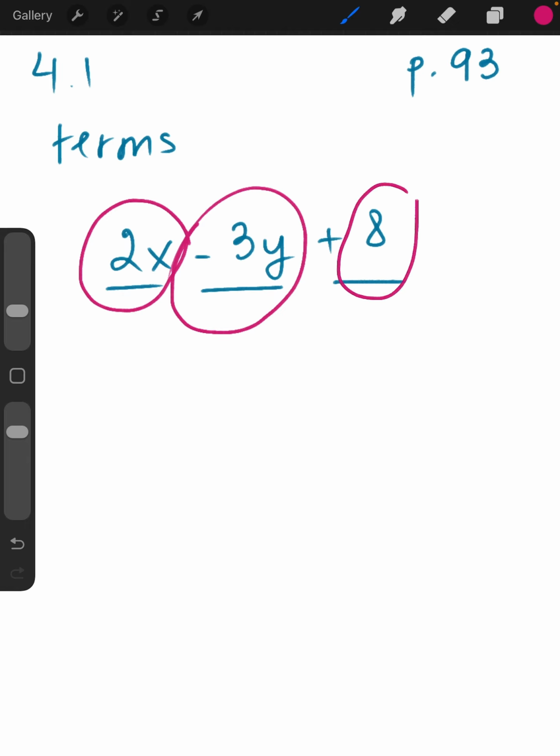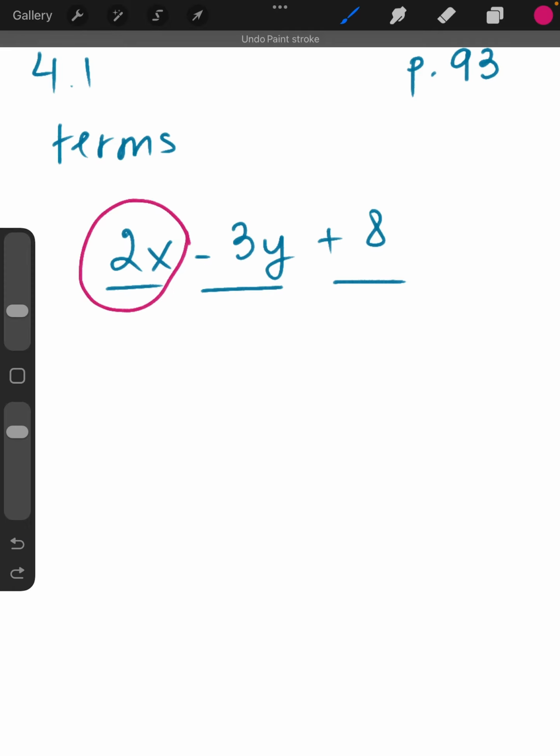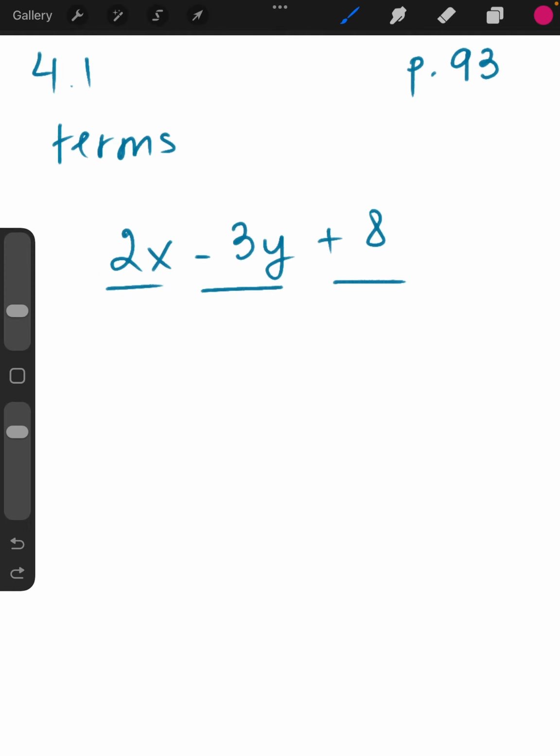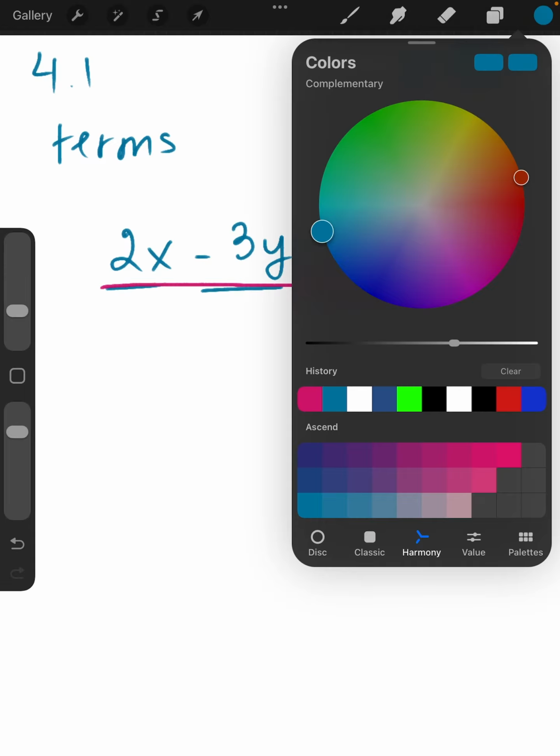And 8. I mean, we just don't acknowledge positive numbers somehow. So we don't say positive 8, right? So 2x, negative 3y, forgive me, and 8. Those are the terms of this algebraic expression here. All right, let's go back to blue color.